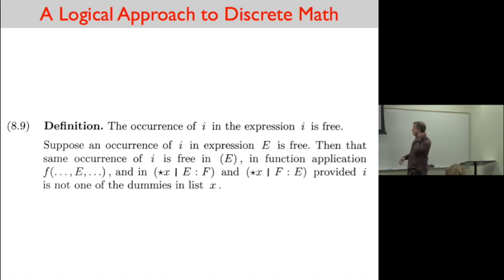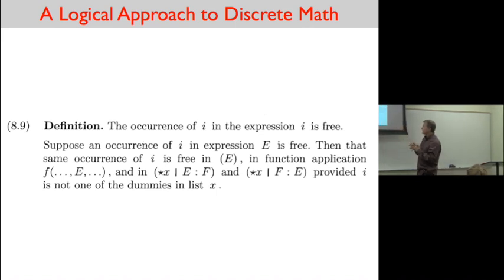Okay, so basically this 8.9 in the book is defining what it means to be bound and free. Now, what this statement says: suppose an occurrence of I in expression E is free, then the same occurrence of I is free in parentheses E, in function application, and in these quantified expressions.